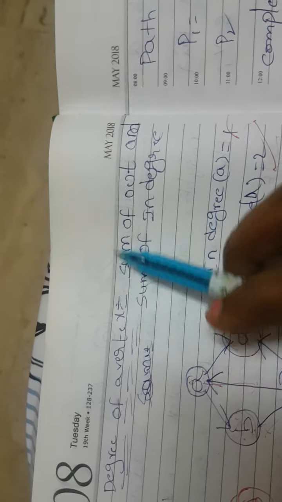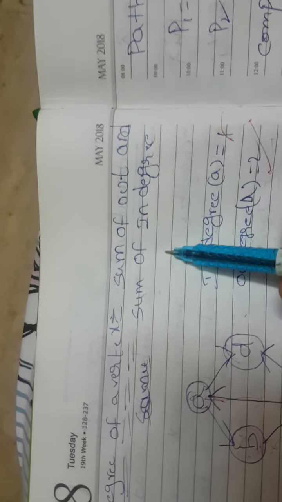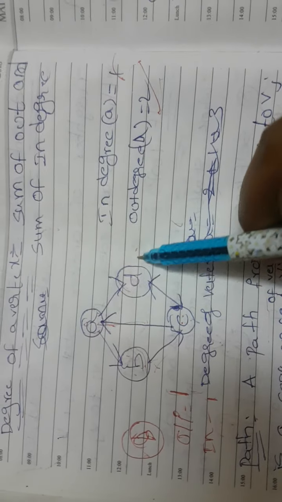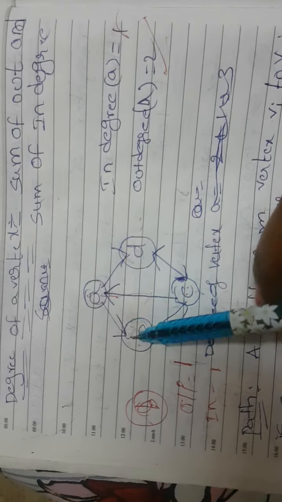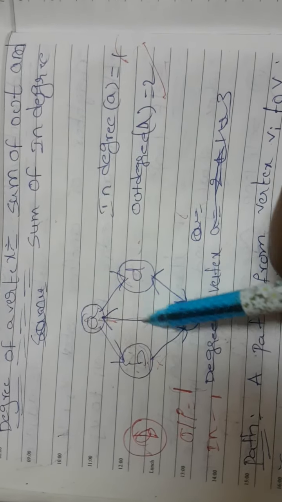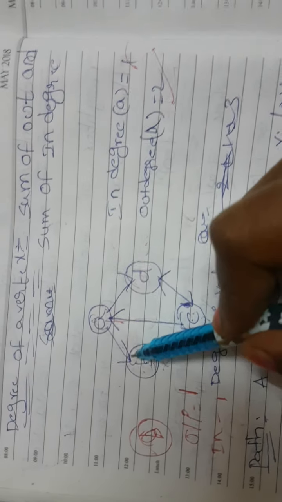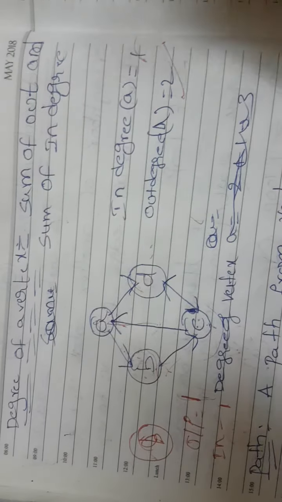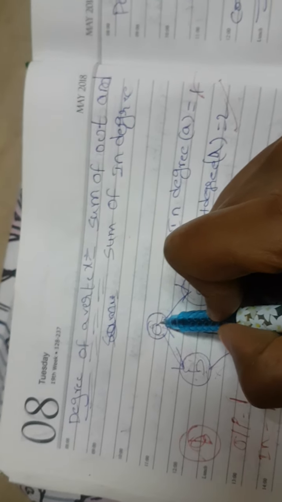Degree of the vertex: how to find the degree of a vertex means sum of out-degree and sum of in-degree. Here, a simple graph, I take A, B, C, D. Here the vertices are A, B, C, D, also nodes. Here I have given a directed graph. Why? Because I have given the edges as arrow marks, so it is called a directed graph. Here in this direction we have to find the sum of in-degree and out-degree. Suppose I take one of the vertices, here A.